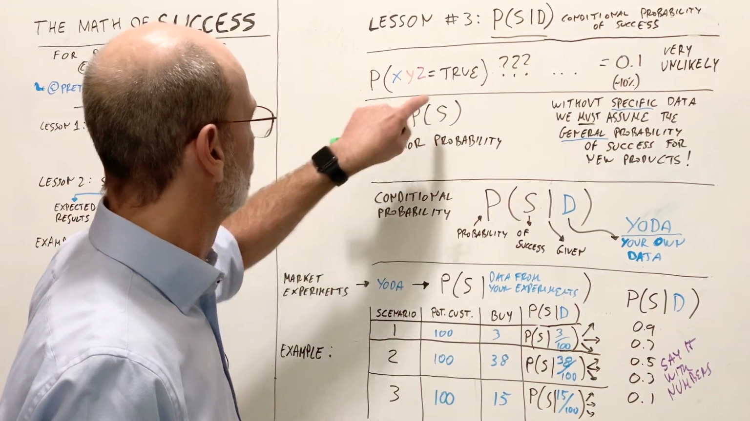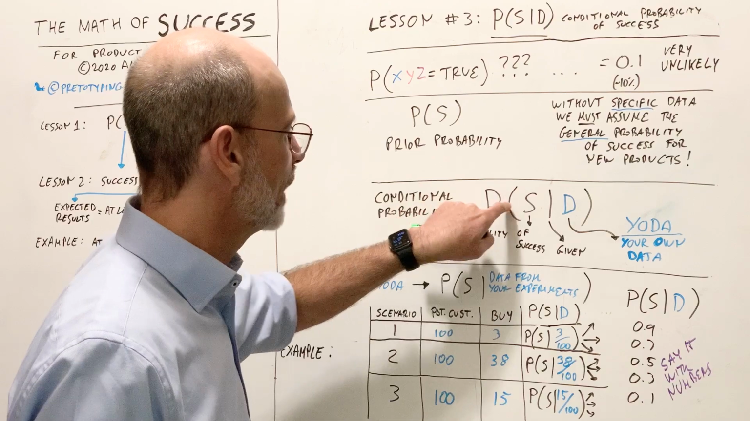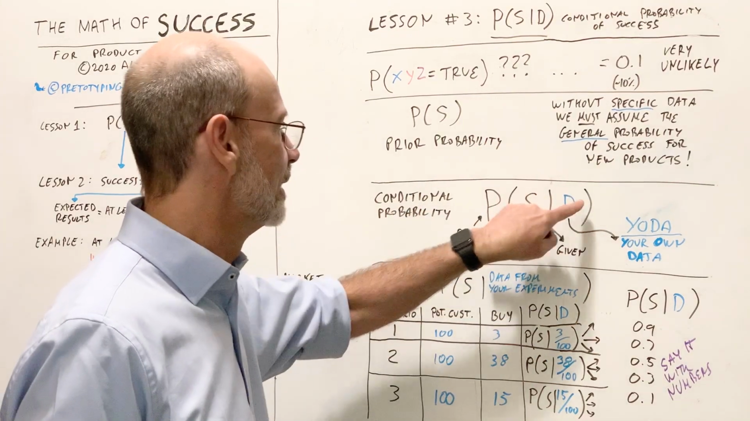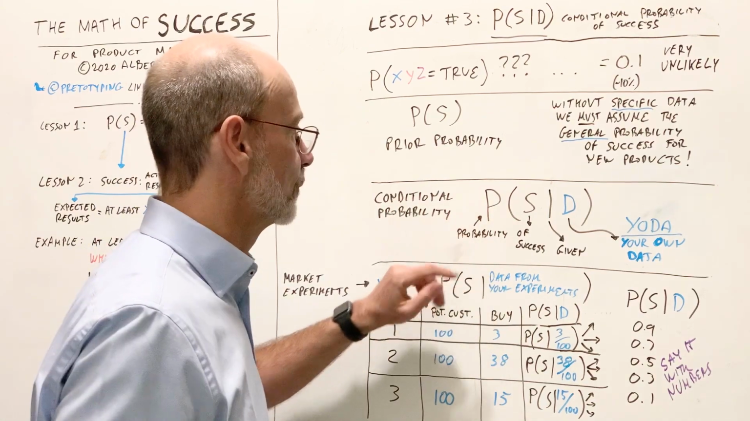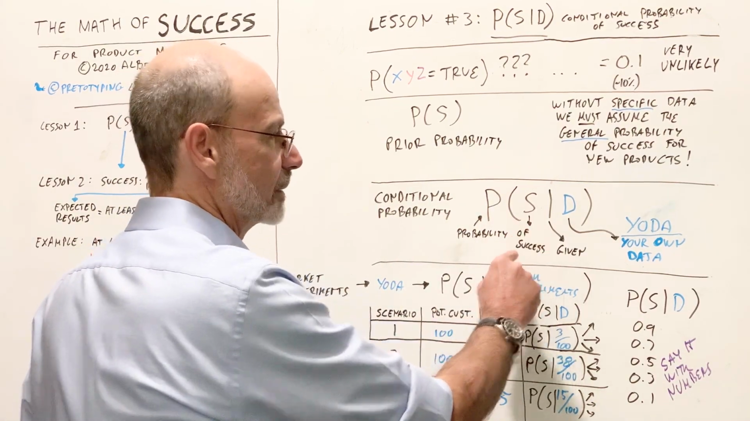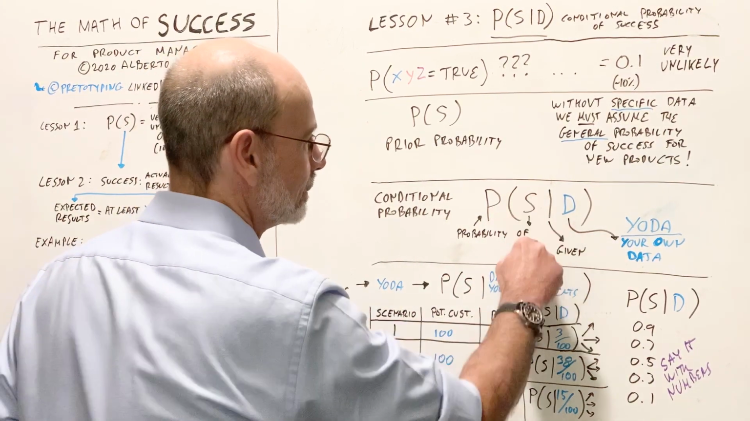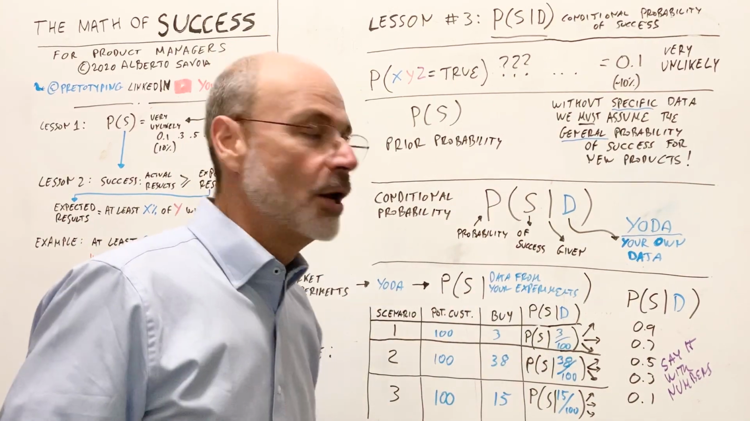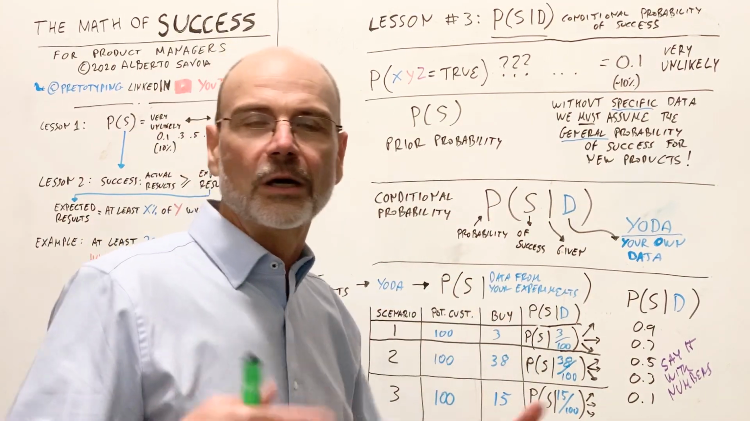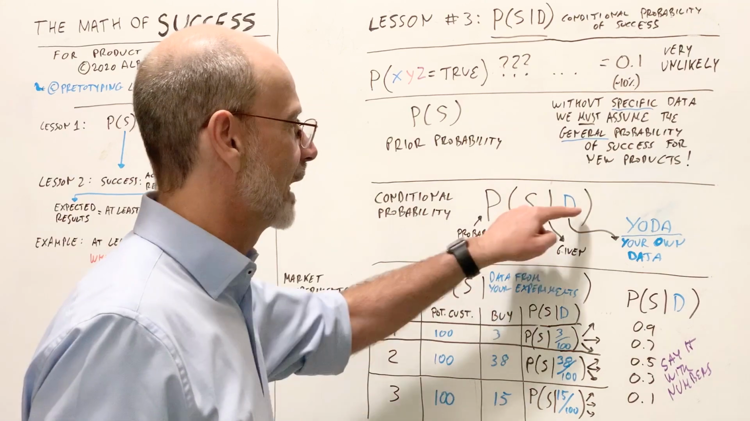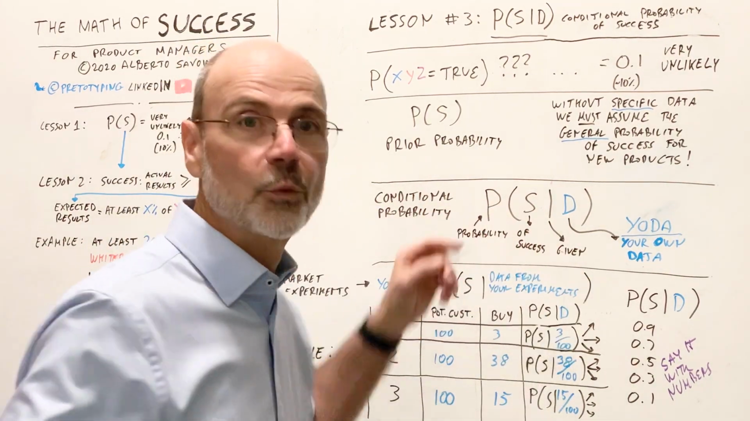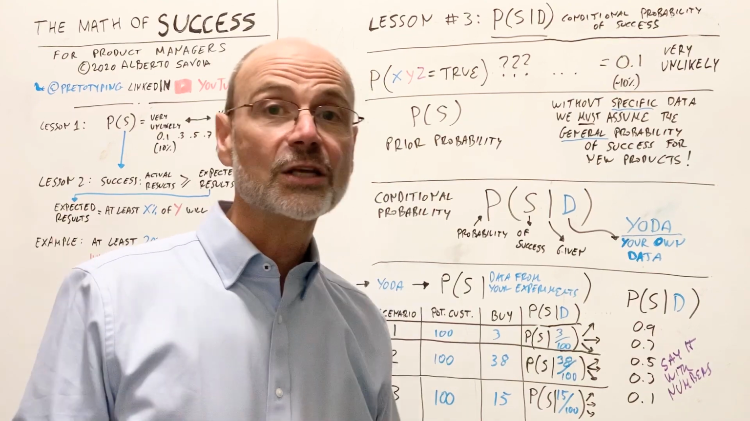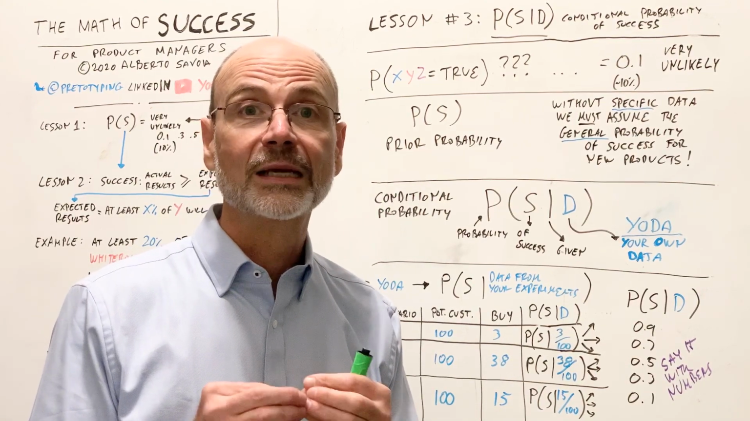So the notation is this. Instead of just P of S by itself, it is P of S, this sign, D. And you read it as follows. The probability, that's what P stands for, of success, that's what S stands for. This sign, this vertical bar, you express as given, and D. So you say, what is the probability of success given D? What is D? D is your own data.